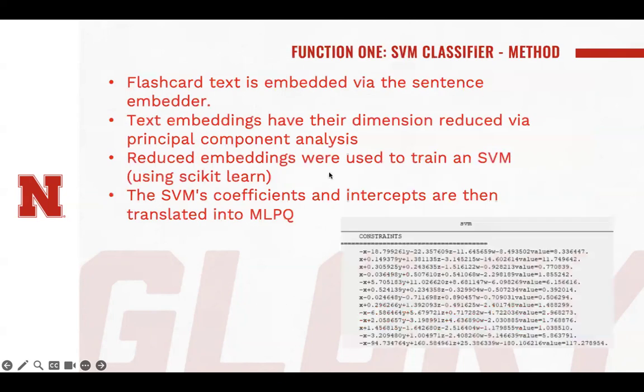The way that it works, we essentially take the flashcard text, both the front and the back, and we create the high dimensional vector embedding via our open sentence embedding. Then for our purposes, we used a dimension reduced version of this vector, which we converted to 4 dimensions with principal component analysis. These reduced embeddings we used to train an SVM via scikit-learn. Through scikit-learn, we can extract the coefficients and intercepts as attributes, and we can translate them into the SVM file that we can see on the bottom right here.